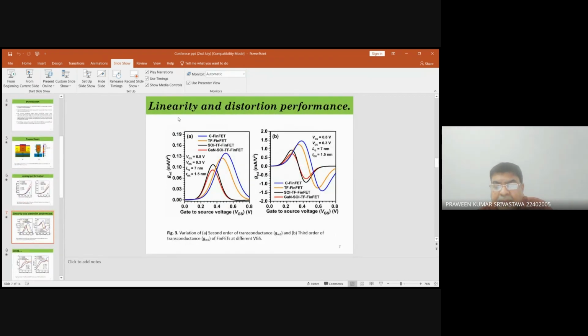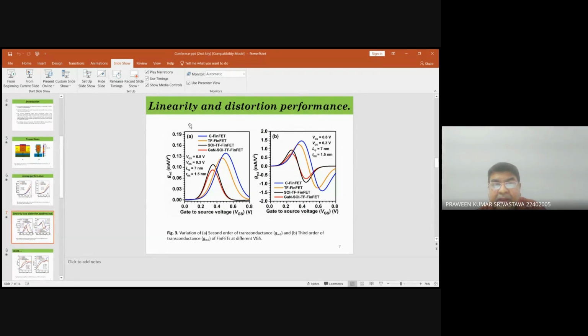Basically, there is another parameter at RF frequency: linearity and distortion. The more the linearity, the better the device, and distortion should be as minimal as possible. There are basically two types of problem. Suppose there are two frequencies, F1 and F2. There may be harmonics, 2F1, 3F1, the second harmonic, the third harmonic. Even in the presence of F1 and F2, there may also be third-order intermodulation distortion, 2F1 minus F2, 2F1 plus F2.